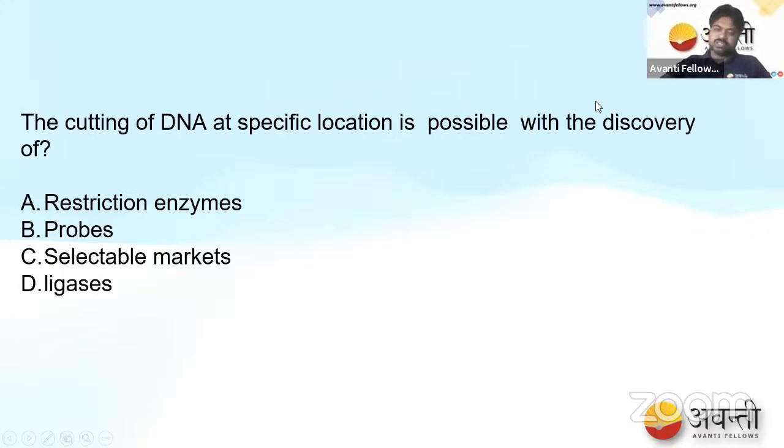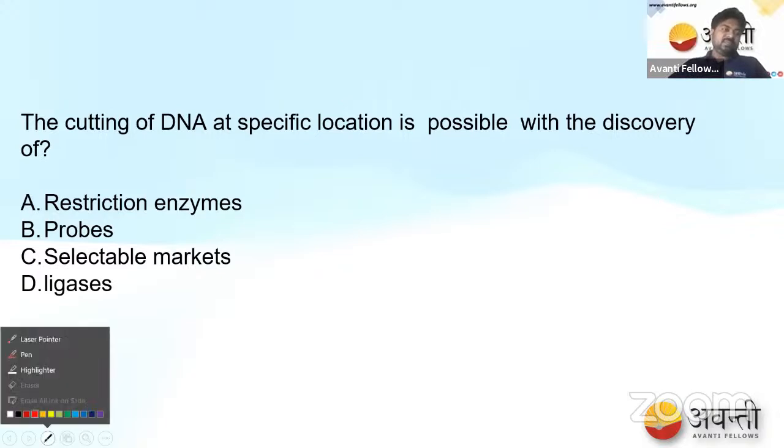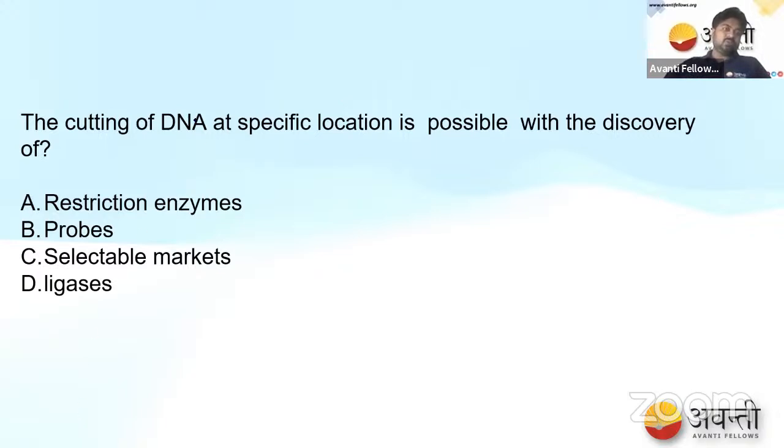The first question on your screen: the cutting of DNA at a specific location is possible with the discovery of what? Options: A, restriction enzyme; B, probe; C, selectable marker; D, ligases. You have 1 minute to solve this question. I'm launching the poll. Please answer fast, then we will discuss the question.